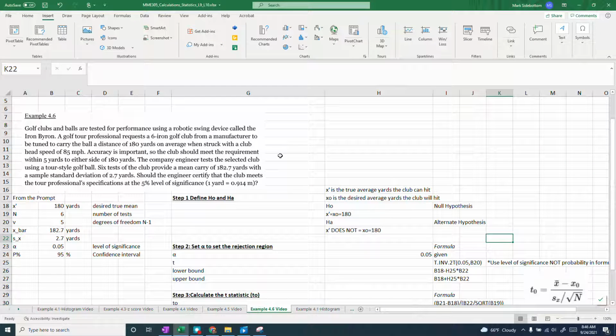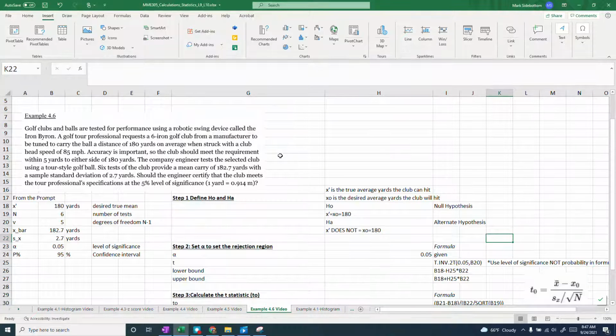In this video, we're going to again try to do a hypothesis test. In this case, we're trying to test a golf club that's a 6-iron, and we're trying to determine whether or not it meets its specification. The specification was that the ball needs to go 180 yards when the club hits the ball at 85 miles per hour. So the accuracy is very important here.